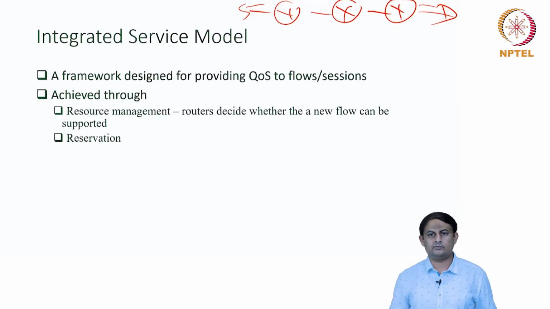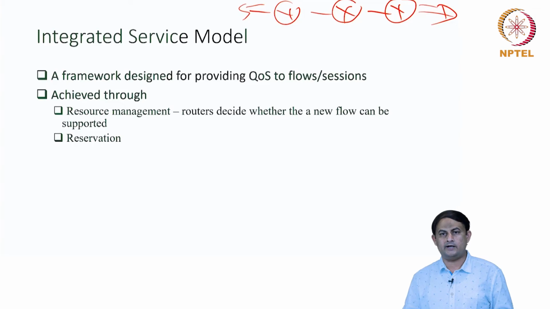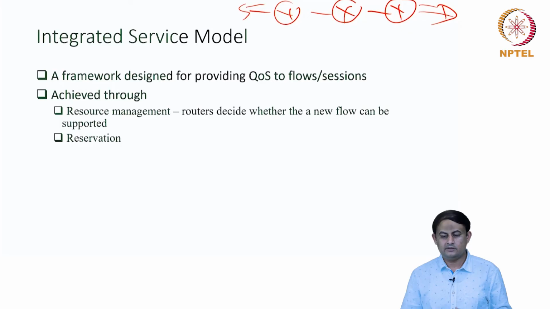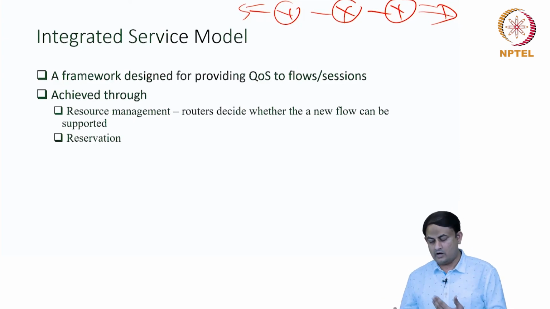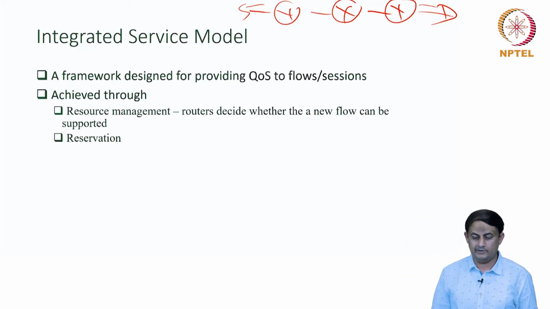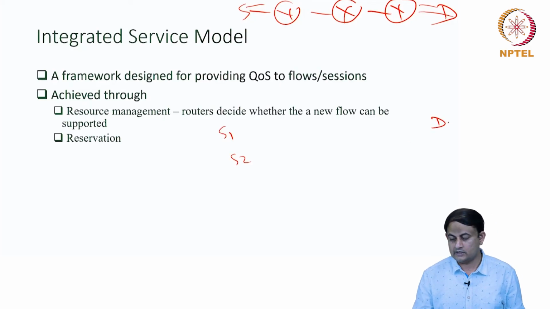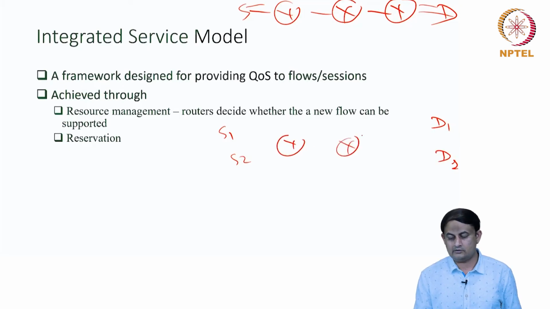Quality of service for the flow is provided with two mechanisms. One is resource management with admission control. You decide whether to admit a particular new flow or not. So for example, if S1 and S2 are two transmitters, and D1 and D2 are two destinations, and you have three routers in between, S1 is connected to R1, R2, and then R3, like this.